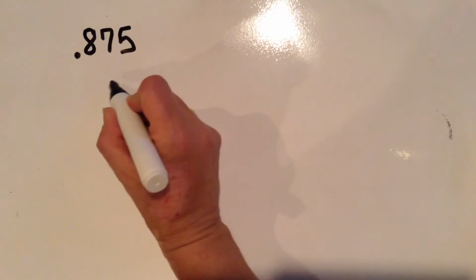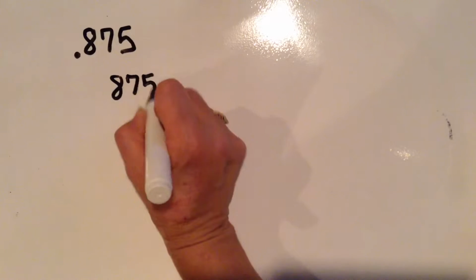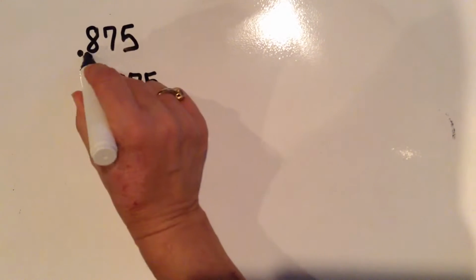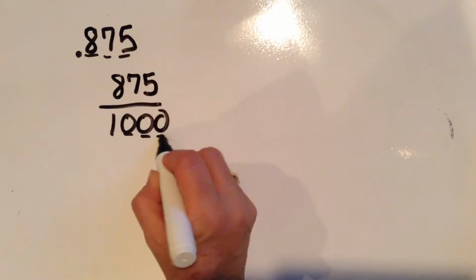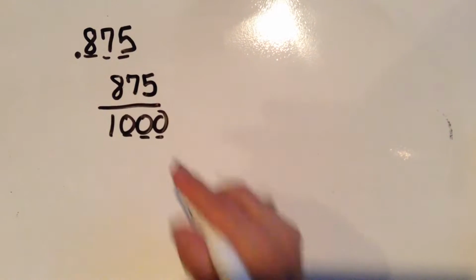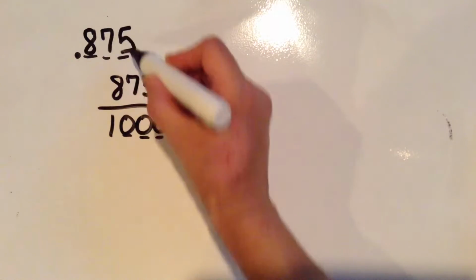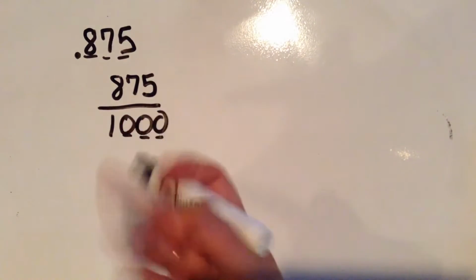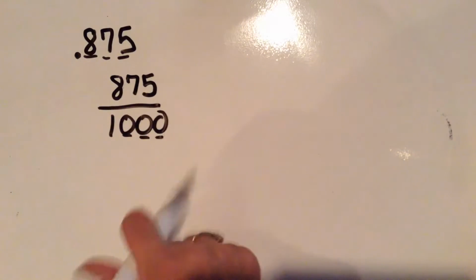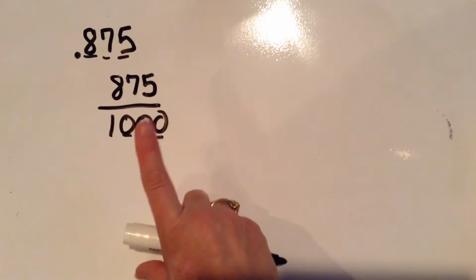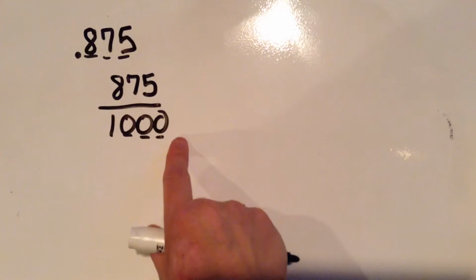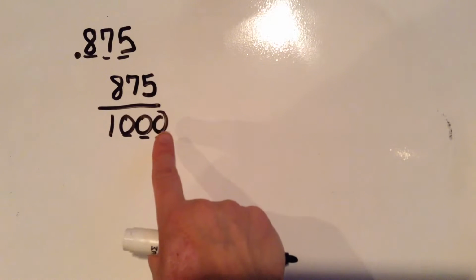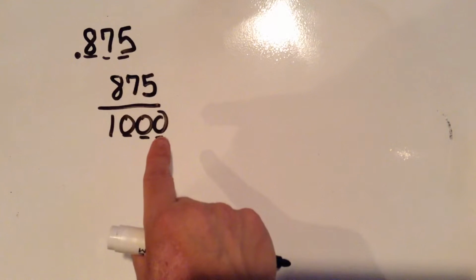Okay, so I'm going to rewrite that as 875 thousandths. When we see that, we think 3 places after the decimal, 3 zeros. So this 0.875 is 875 thousandths, and I want to simplify that or reduce it, bring it down to the lowest terms. One of the clues that I didn't share with you yesterday, that I'm going to share with you today, is when a number ends in 5 and 0, it means you can always divide by 5.